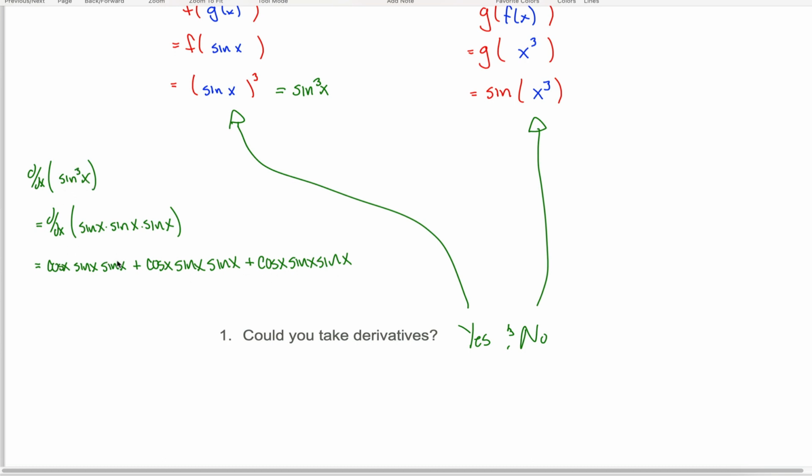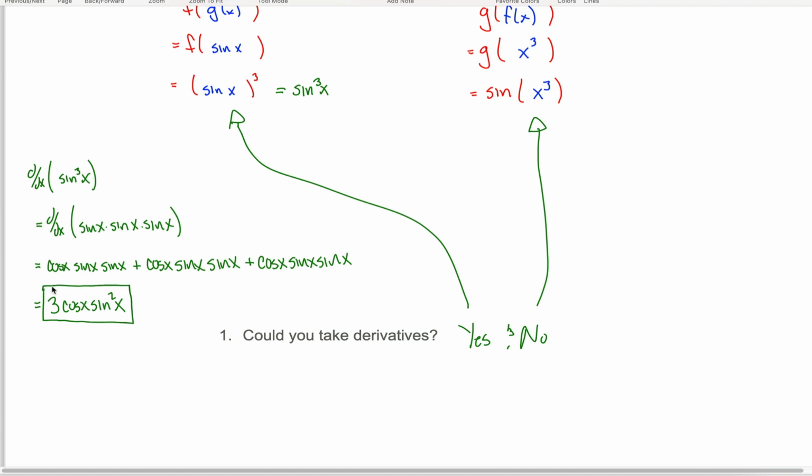However, there's no reason you have to leave things as they're written right here. If you're kind of clever, you might notice that what you have in the first term is identical to what you have in the second term, which is identical to what you have in the third term. So really, we have three of these cosine x, sine squared x things. The derivative of sine cubed x is 3 times the cosine of x times the sine of x squared.